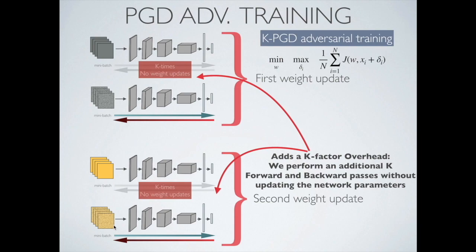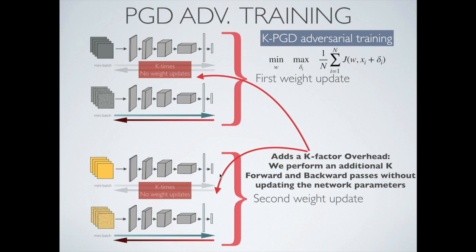This is why adversarial training has this k factor overhead, where the k is the number of iterations used for generating the adversarial example. While adversarial training on small data sets and small networks is feasible, the question is whether it is practical to adversarially train on a large data set such as ImageNet.